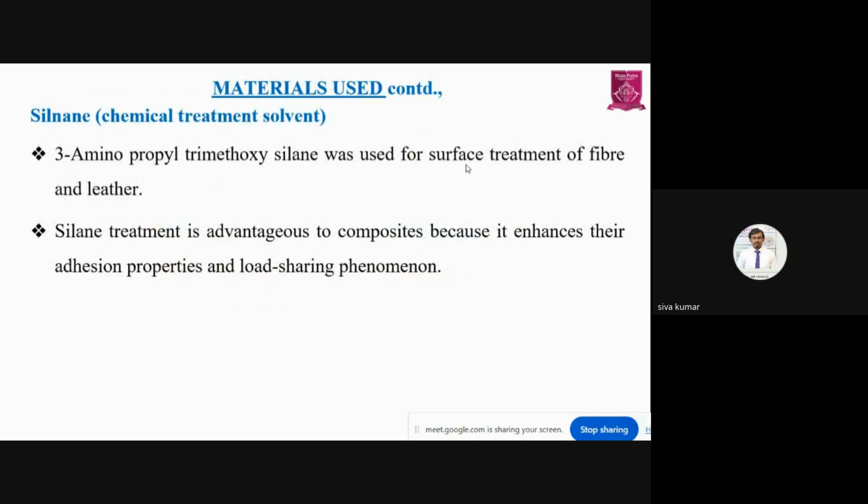And here, the chemically treated solvent is nothing but a silane. I used the silane, which is some kind of chemical. I mentioned here the chemical properties of the solvent. Silane treatment is advantageous to composites because it enhances their adhesion property and load sharing phenomena. It has more bonding strength between leather and epoxy resin, as well as betel nut fiber.